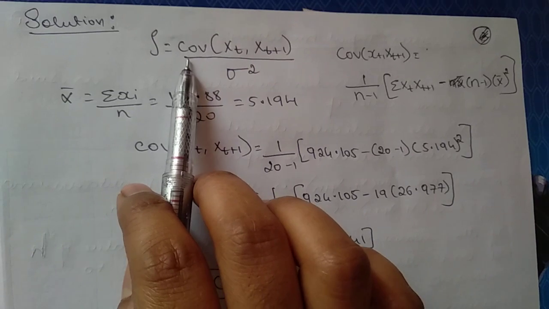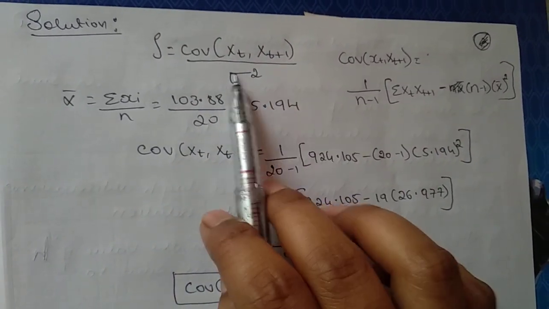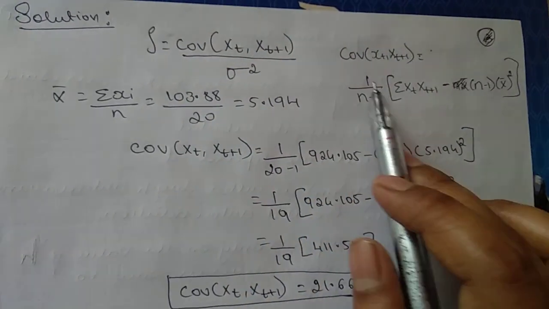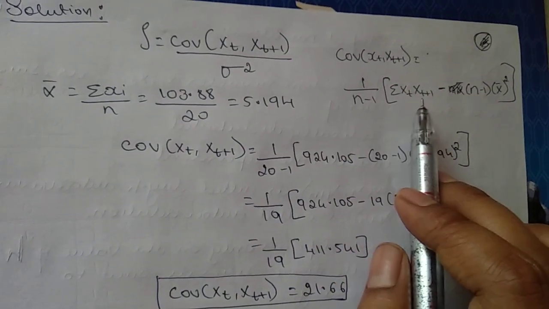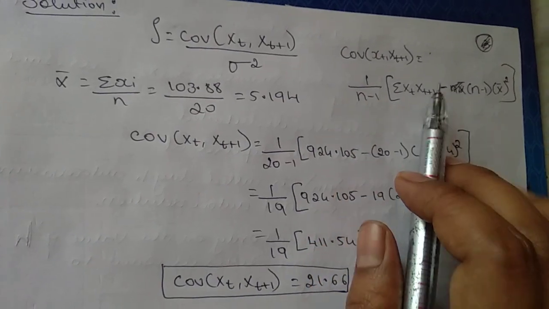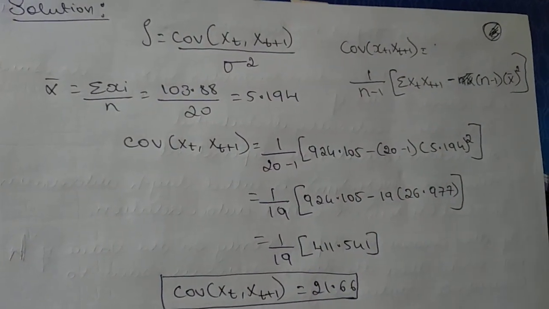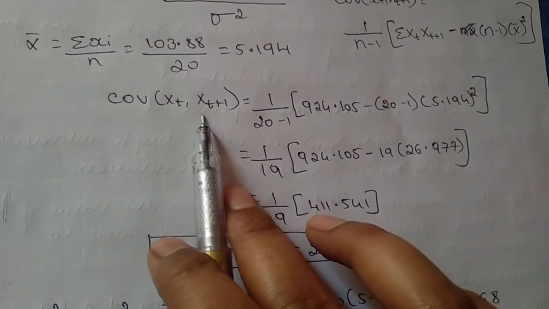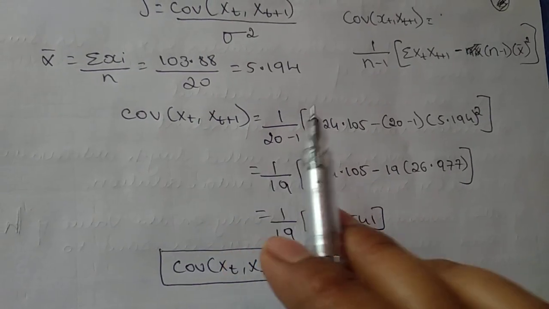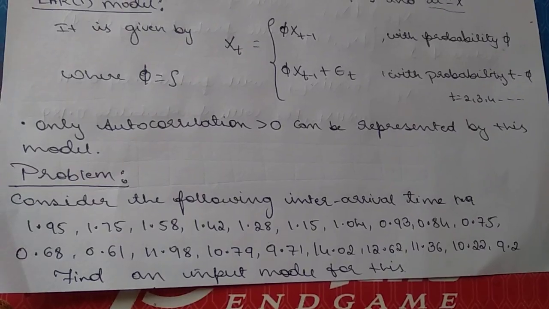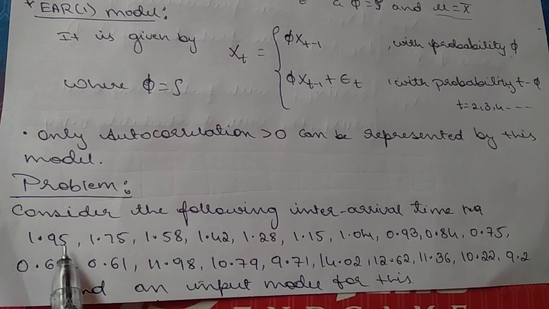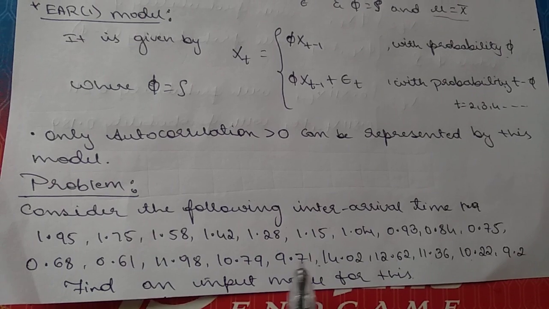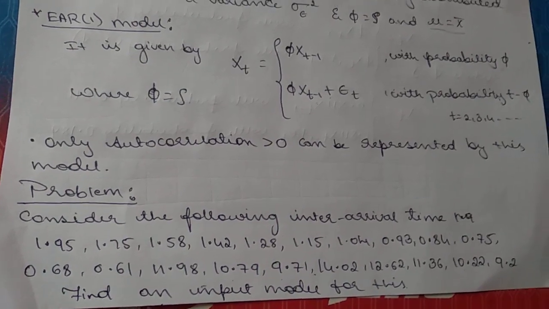Now let me come to the solution. Rho is equal to the covariance of xt, xt plus 1 divided by sigma square. This covariance of xt, xt plus 1 is given by 1 divided by n minus 1, times the summation of xt xt plus 1 minus (n minus 1) times x bar whole square. This is the formula to find the covariance. So the covariance of xt, xt plus 1 is equal to 1 divided by 20. How do you take it as 20? You count all the inter-arrival times: 1, 2, 3, 4, 5, 6, 7, 8, 9, 10, 11, 12, 13, 14, 15, 16, 17, 18, 19, 20. 20 are there.